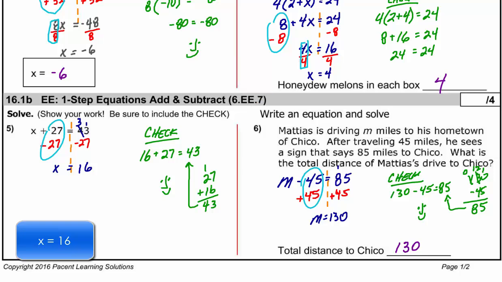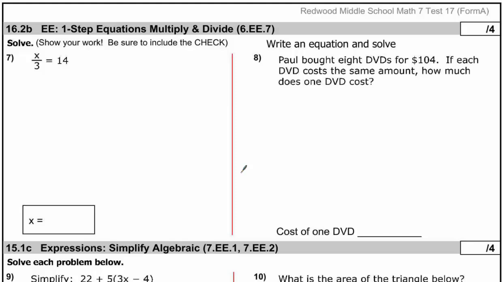To the back of the test. This is the longest test of the year for us here. To the back. All right.